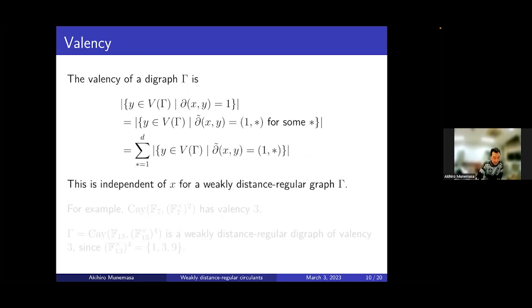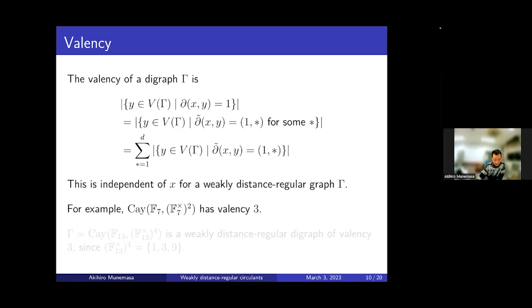So I didn't define the valency, but the valency of a digraph is just the out degree of the digraph. In terms of the notation for the two-way distance, the tilde, then we consider the out neighbors. Out neighbors have two-way distance 1 in its first component, but the second component is arbitrary. So this is the set of out neighbors, and because of the axiom of association scheme, this is independent of the choice of the vertex x, and so that is called the valency of the digraph. If we assume gamma is weakly distance regular, then this is independent, and we call it valency.